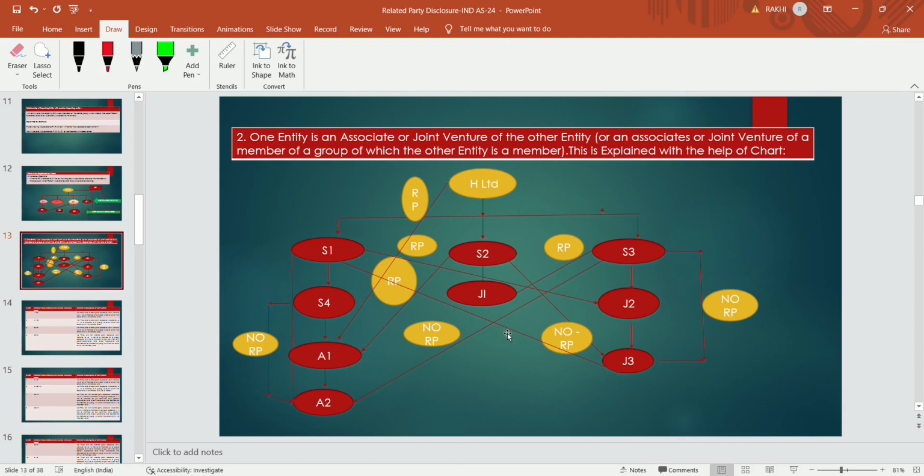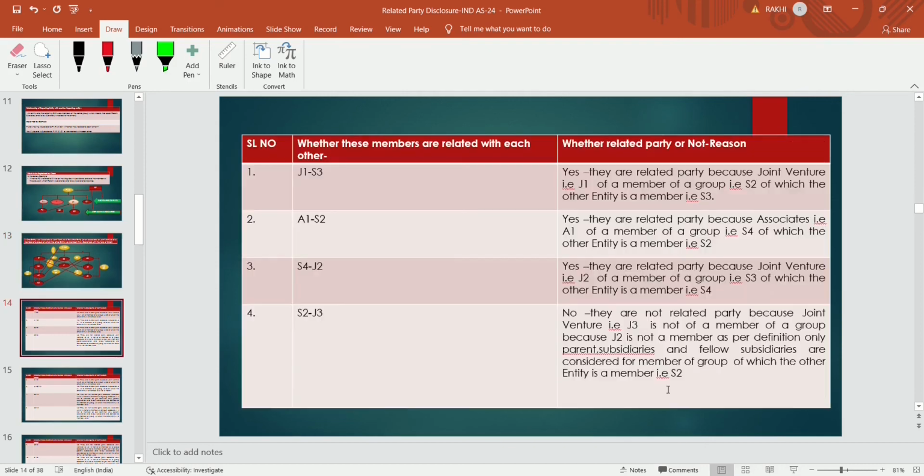Why they are not related party? Because S2 is the member of the group, but J3 is not the member of the group. J3 is the joint venture of J2, not the joint venture of the member of the group S3. So it's not a related party, because in the definition it is said that the joint venture of the member of the group of which the other entity is also the member. So J3 is not the member of the group, not the joint venture of the member of the group. So they are not the related party. So in this case, no, they are not related party, because J3 is not the member of the group, because J2 is not the member.